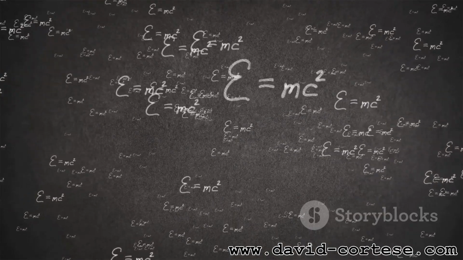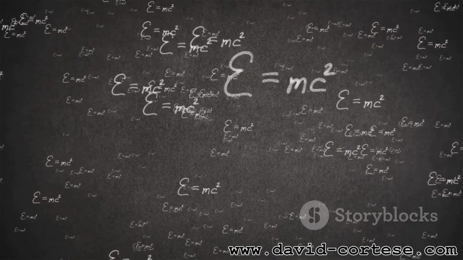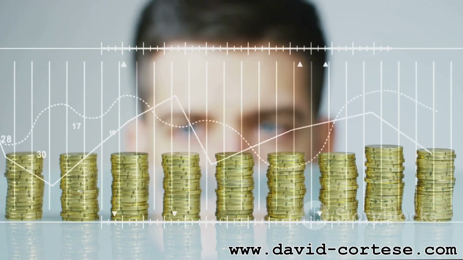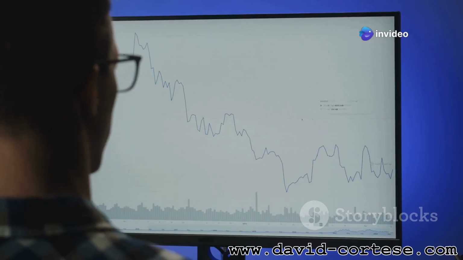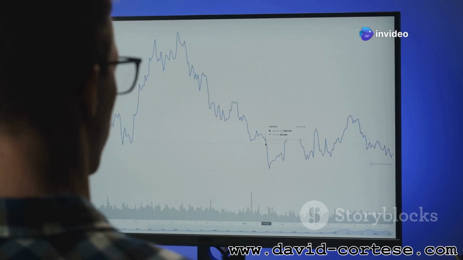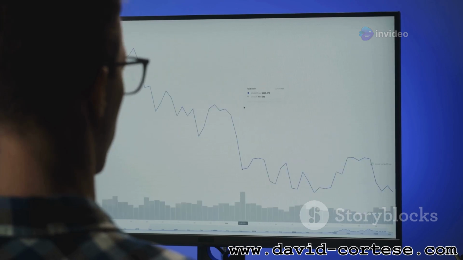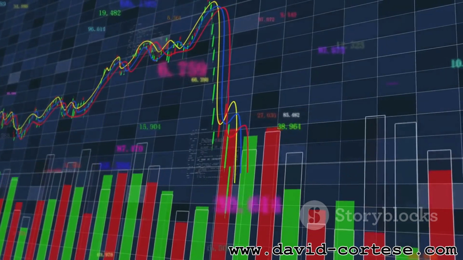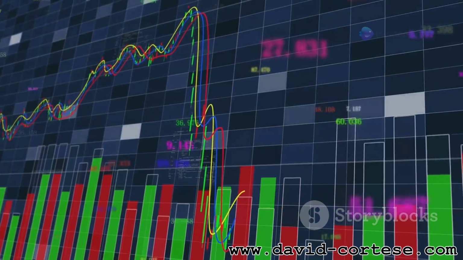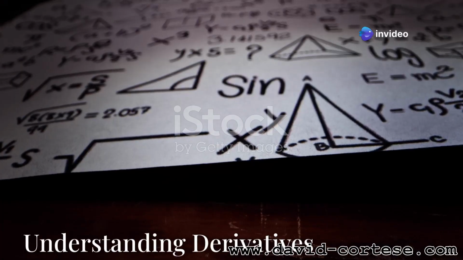For instance, in physics, we use derivatives to calculate velocity and acceleration, while in economics, they are used to model marginal cost and revenue. Understanding derivatives provides us with a powerful lens through which we can analyze and interpret the world around us. Whether we're studying the motion of objects or the behavior of markets, derivatives are essential tools for comprehending change.